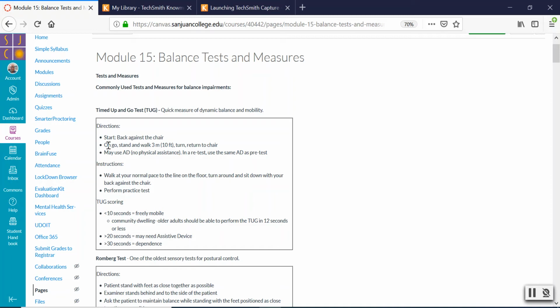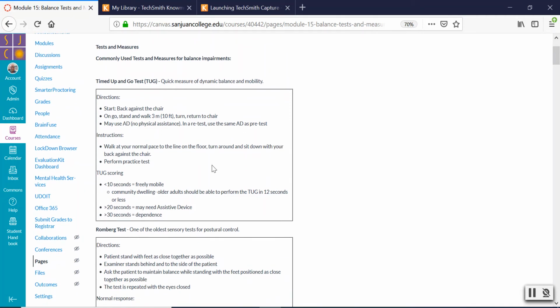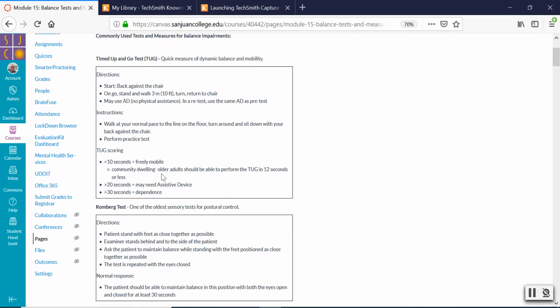And they can use an assistive device if they need to, but you want to try and, if possible, have them not use it. If they use the assistive device, make sure the next time you test them with the assistive device as well, so you get consistency. Have them walk at a normal pace. Sorry, they're not trying to rush, and they just turn around and sit down.